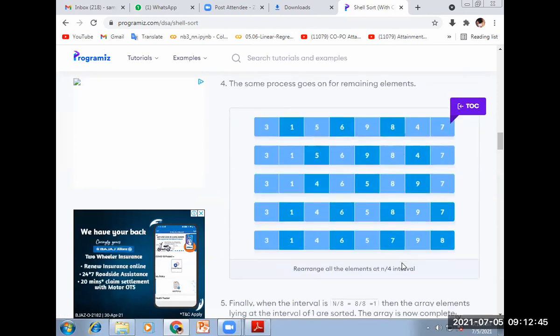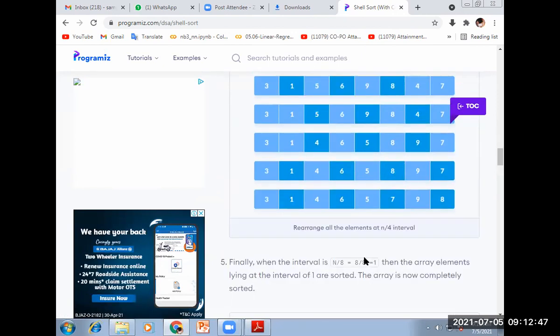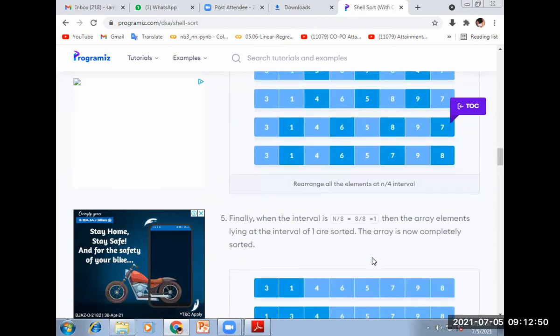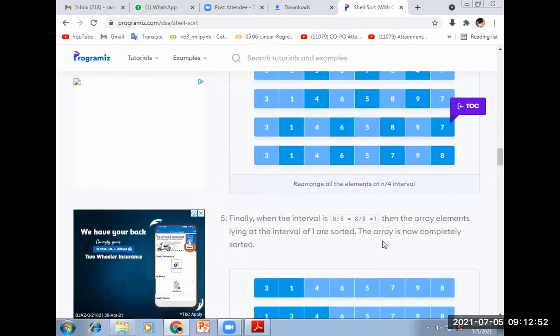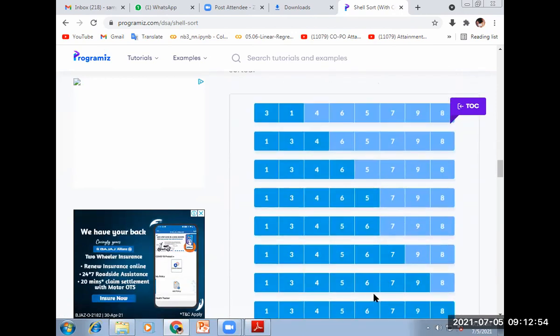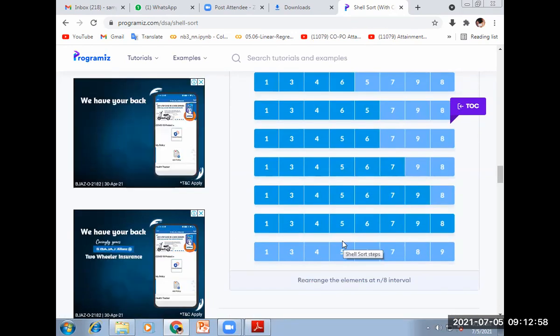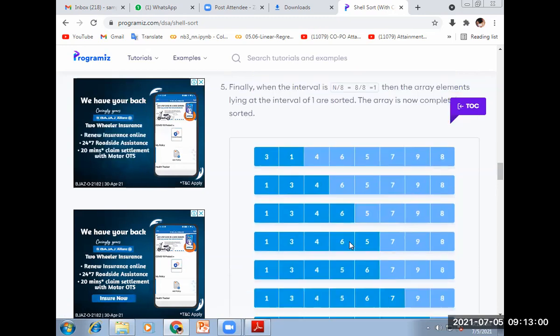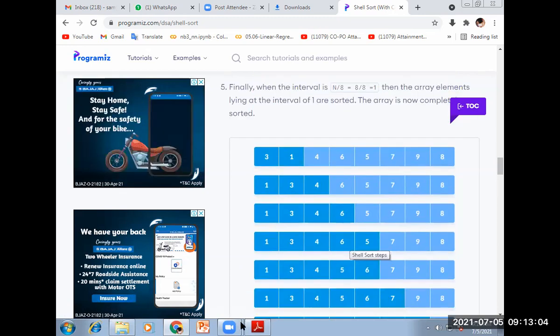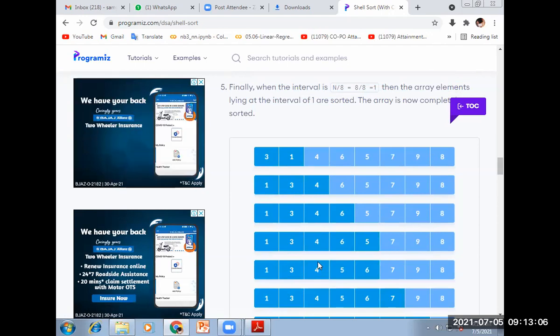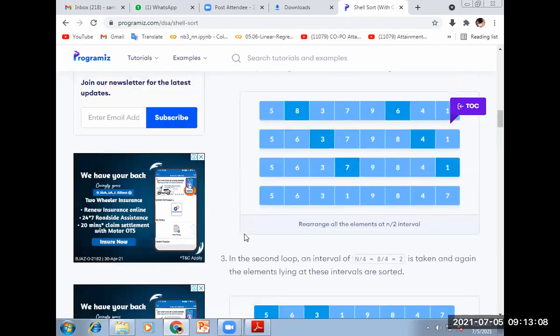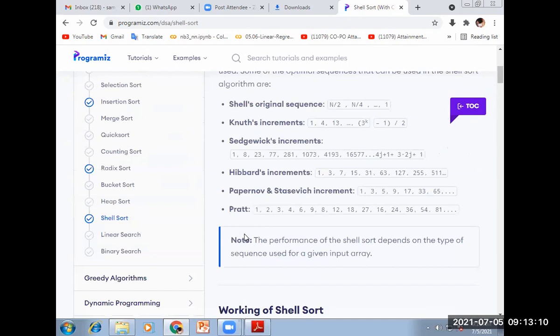First we divide n by 2, then n by 4, then n by n. Finally, the elements are arranged in sequential order. Clear? This is shell sort. Does anybody have any queries? Any queries, students?